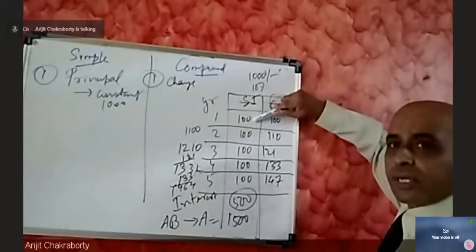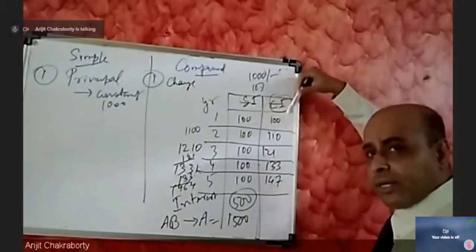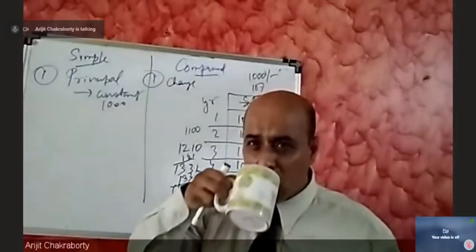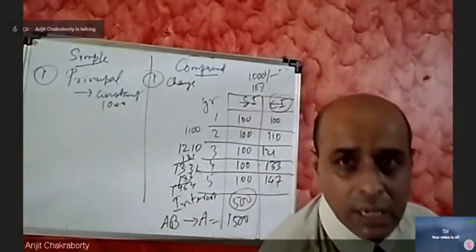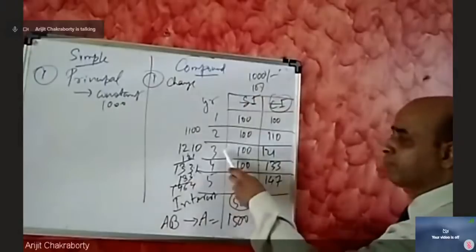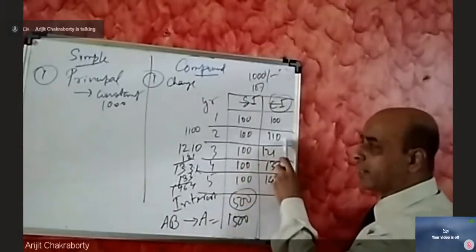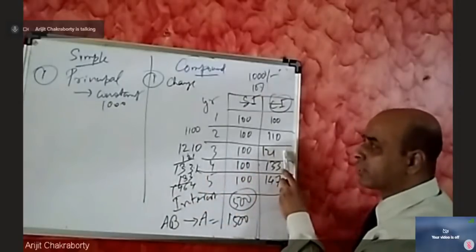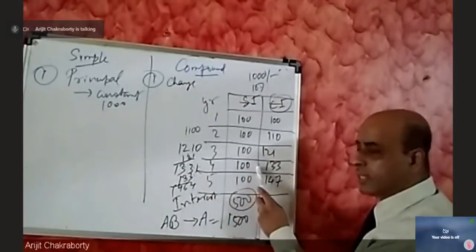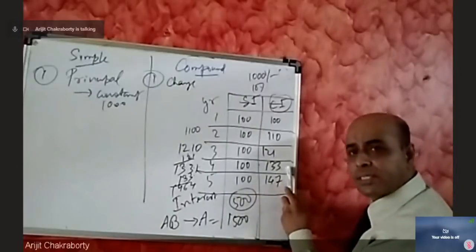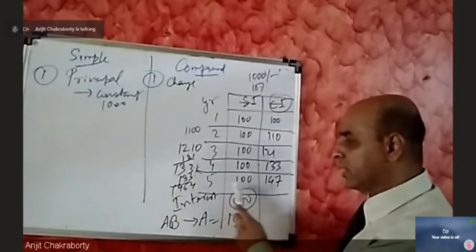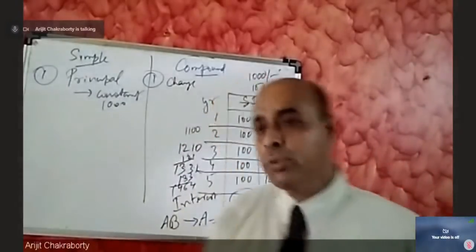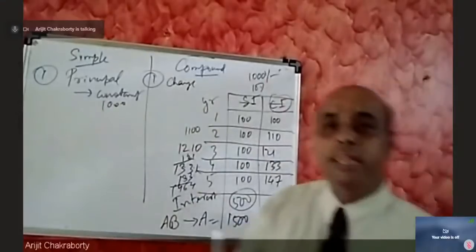Simple interest, first year 100. Compound interest, first year is 100. Same, no change. Okay, first year, no change. But from second year, under simple interest, 100 rupees. Under compound interest, 110. Third year, simple interest, 100 rupees. Compound interest, 121. Fourth year, simple interest, 100 rupees. Compound interest, 133. Fifth year, simple interest, 100 rupees. Compound interest, 147. So you can see, compound interest is good.